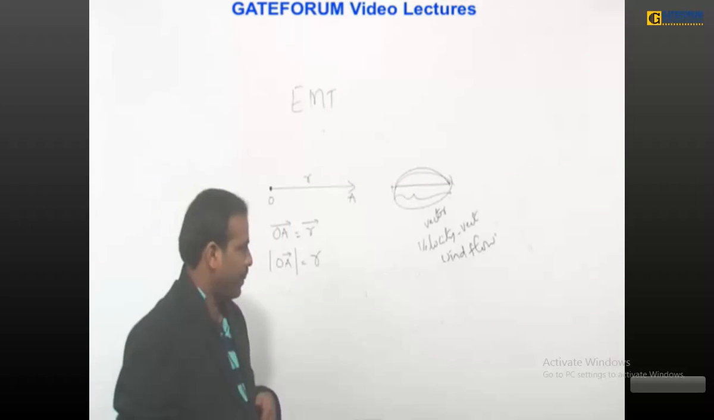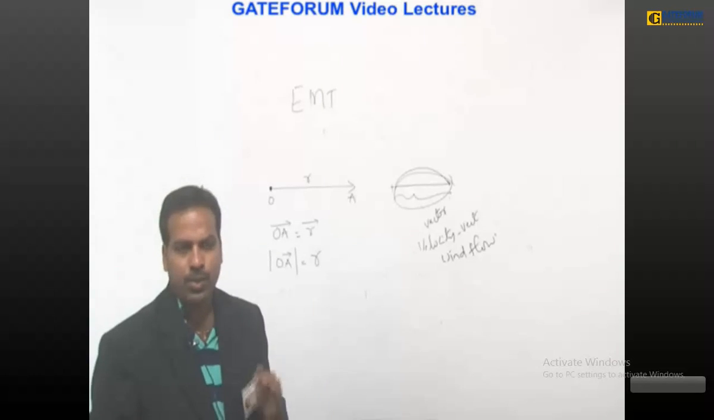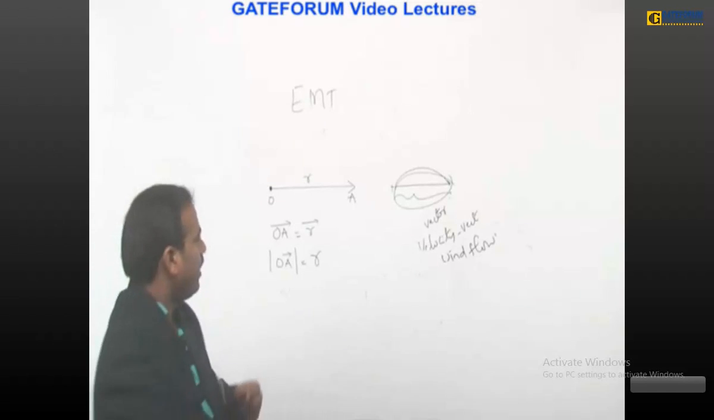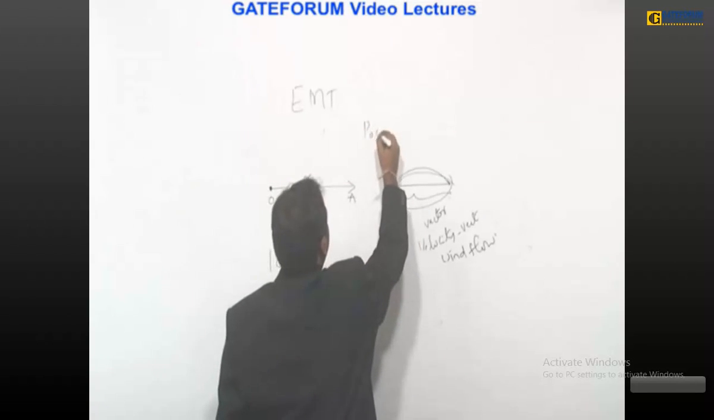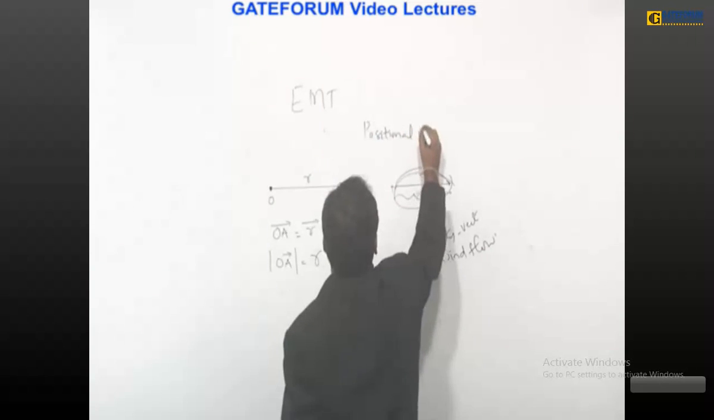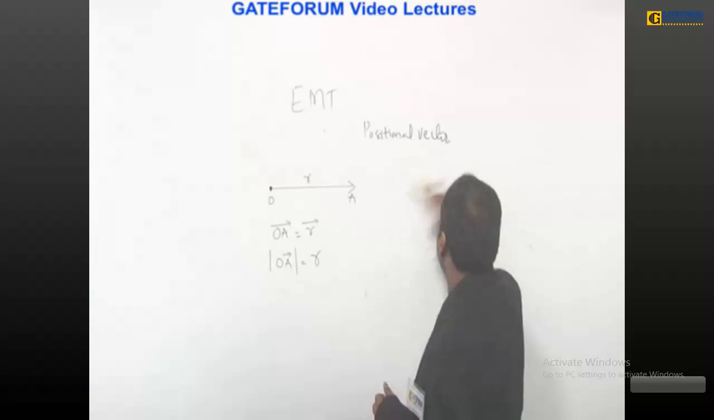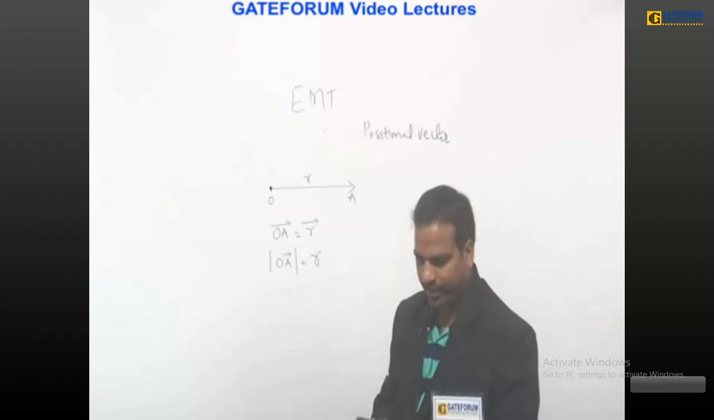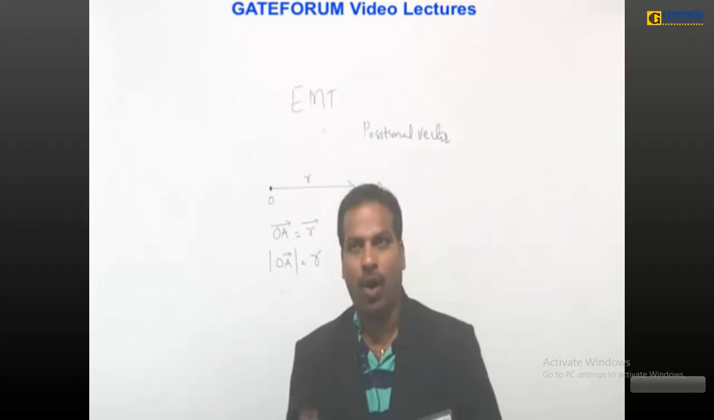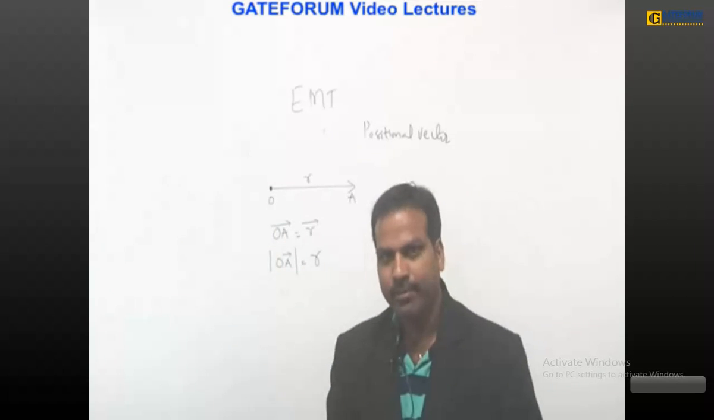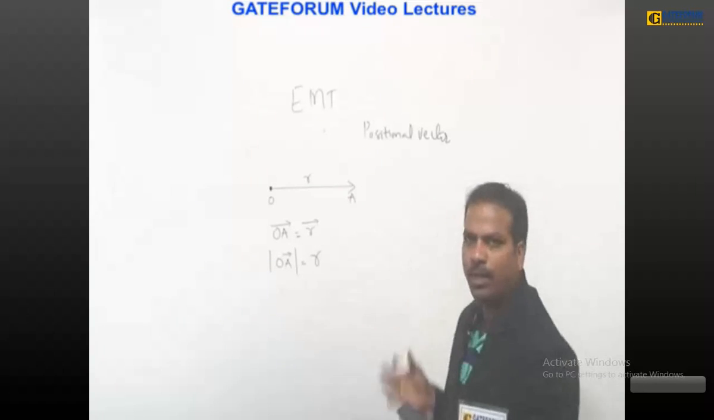Now, let us see what a positional vector is and how we can obtain a vector between two points. First, let us consider the concept of the positional vector. How do we define it? We define it like this: it is a vector between the origin and any other point. We can call it a positional vector.